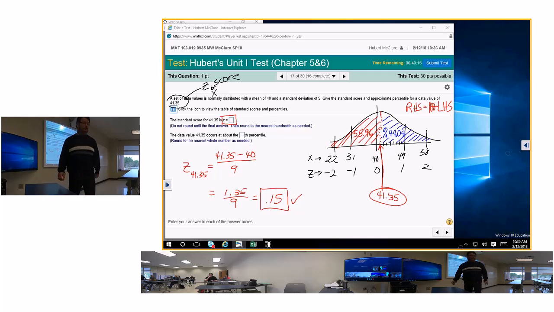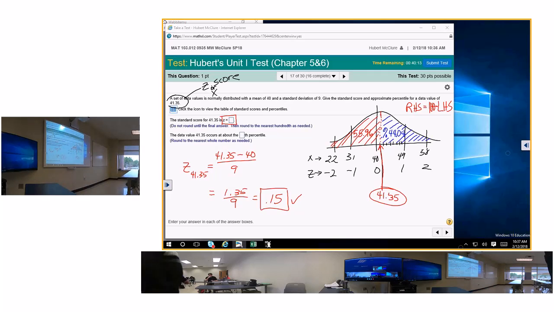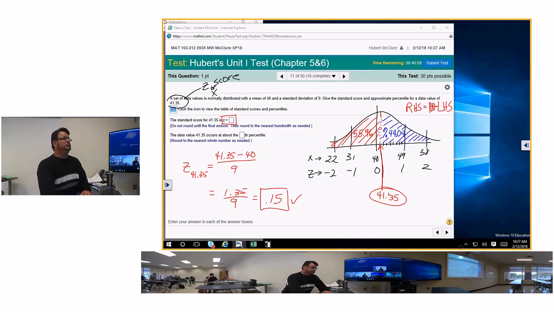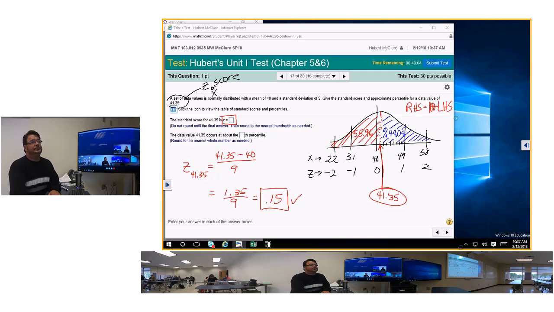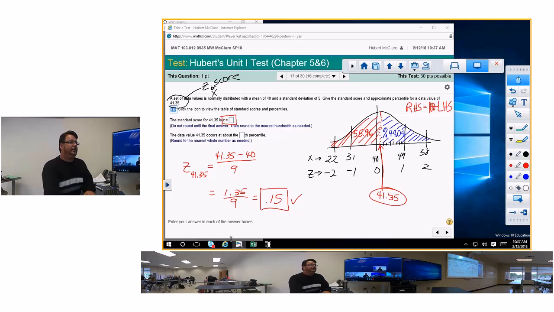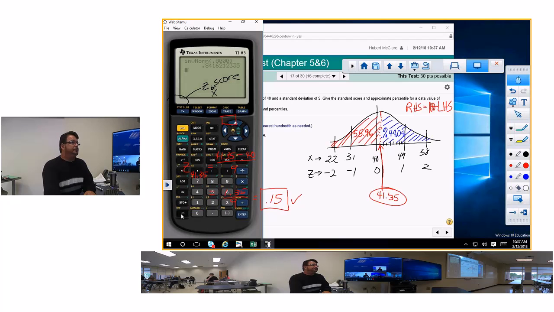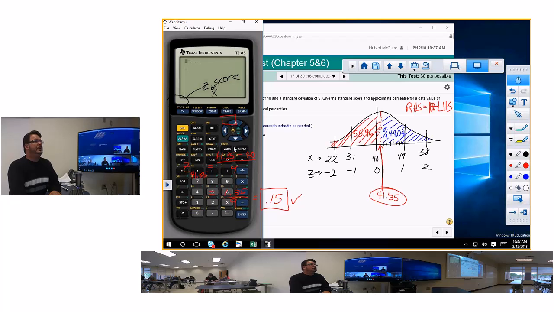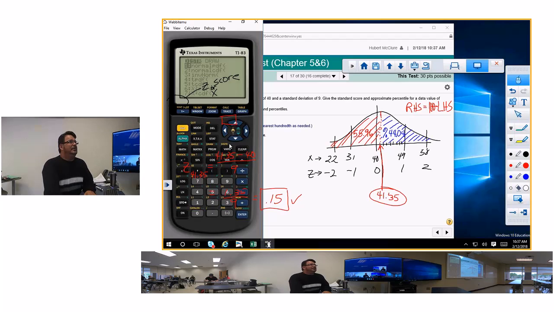Now, if you're going to use your calculator, this is what you would do. And I got to remember, because there's two of them, and I always get them mixed up. Pull up your handy-dandy calculator after you find your mouse. Things I do for y'all. And clear, second vars. And I really don't know. I think it's normal CDF. I think.